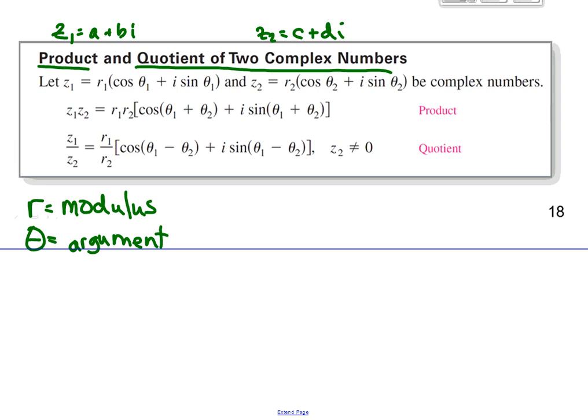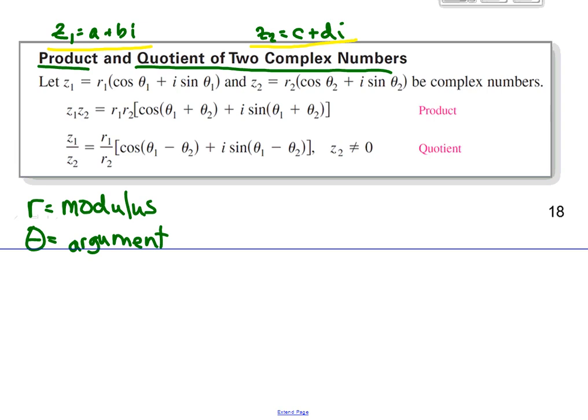So if Z1 is A plus BI and Z2 is C plus DI, then we can turn those into trigonometric form first. Then Z1 equals R1 (cosine theta 1 plus I sine theta 1), and Z2 equals R2 (cosine theta 2 plus I sine theta 2). Be careful that you're subscripting and not superscripting, because they're not squared or anything. And those are our complex numbers.